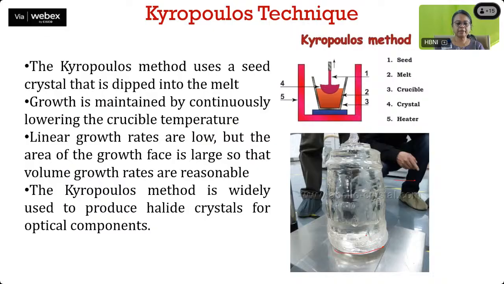Growth is maintained by continuously lowering the crucible temperature. The full crucible's temperature is lowered so that nucleation occurs and slowly the melt gets nucleated. The linear growth rates are low, but the area of the growth phase is large, so the volume growth rates are reasonable. The whole phase will be growing together. This method is widely used to produce halide crystals for optical components, so it is also used in industry.